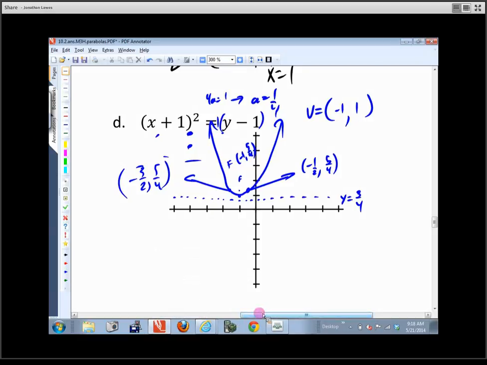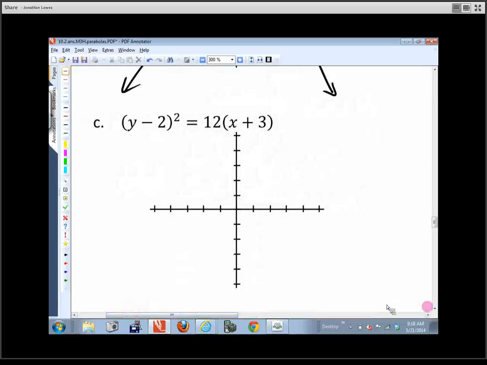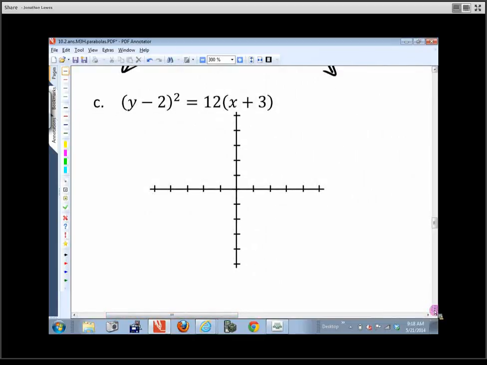Okay, let's take a look at this one. Would you go ahead and do this one, please? Graph it, label all the points, make it clear you know what you're doing.